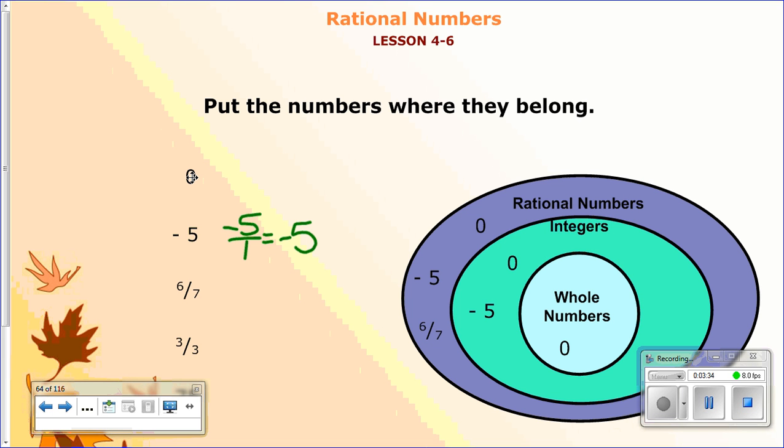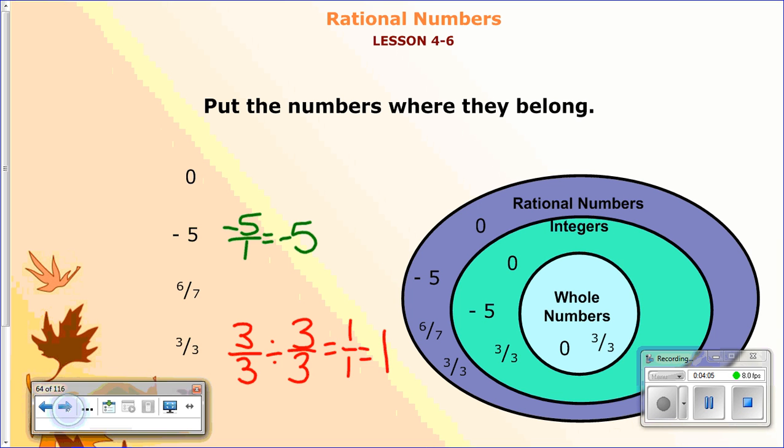Then we have 3/3. Right away I can say yes, that's a rational number because it's written as a fraction. But if we simplify this, it could also go in other categories. 3/3, if we simplify it, I know 3 goes into both, and I'm left with 1 over 1 or just 1. So 3/3 actually equals 1. So 1 is a whole number and it is also an integer. So that one can go in all 3 categories.